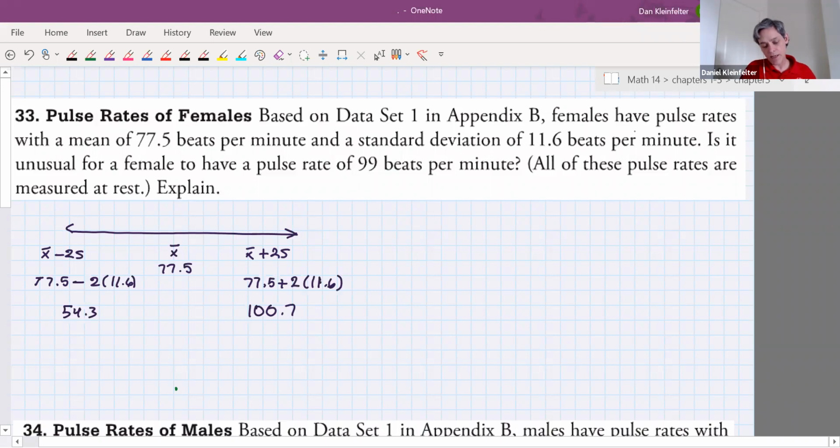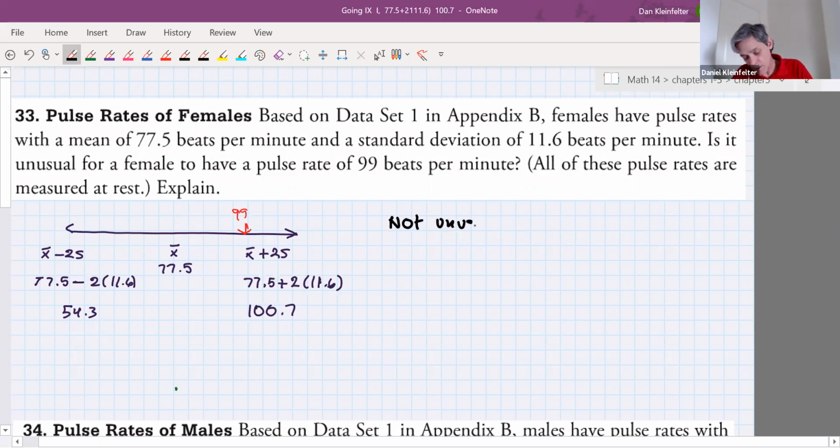All right, so going through the calculations, it looks like if we go up 2 standard deviations, that would take us to 100.7 beats per minute. Considering that we're interested in an individual having a pulse rate of 99 beats per minute, that's still within the interval of what we would consider basically to be not unusual, in that it would capture 95% of the individuals. So as long as a woman's pulse rate is between 54.3 and 100.7, that would make up 95% of individuals. So it's not unusual in that sense. Okay, so no, basically it's not unusual.